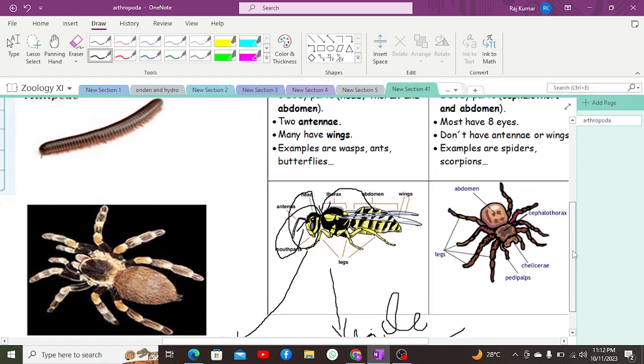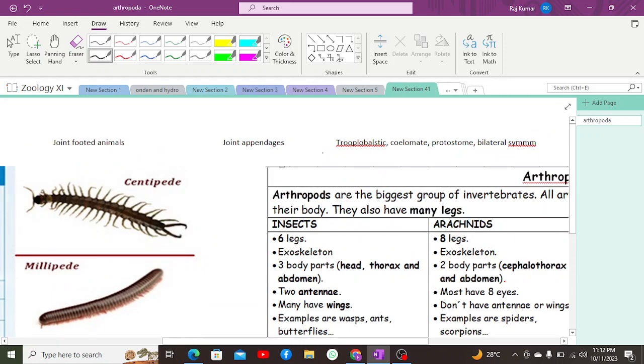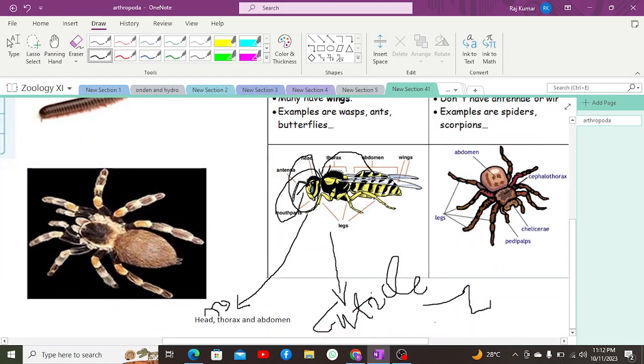When it comes to reproduction, it is sexual reproduction. Their sexes are usually separate, though in some cases these are hermaphrodites, but in most the sexes are separate. Fertilization depends on the organism, whether it is internal or external.